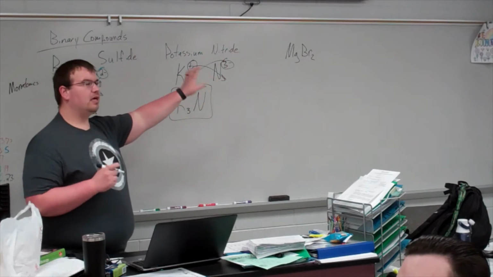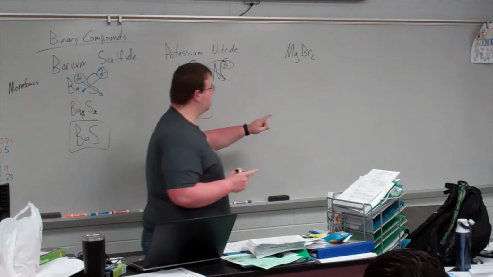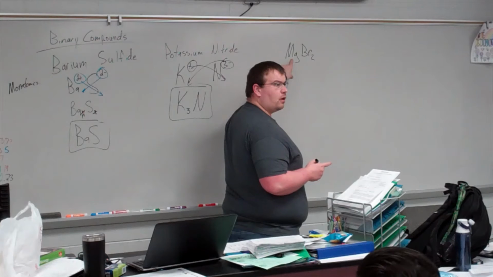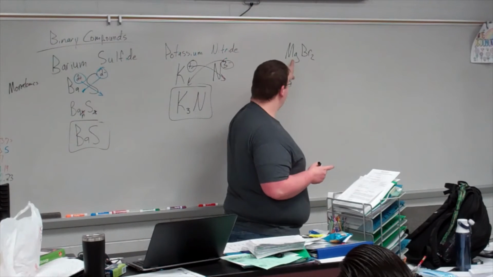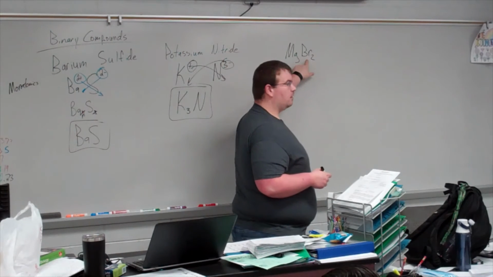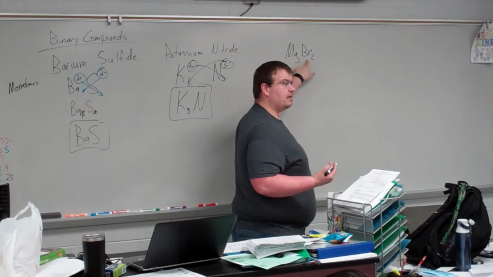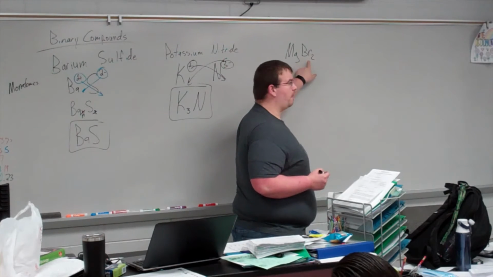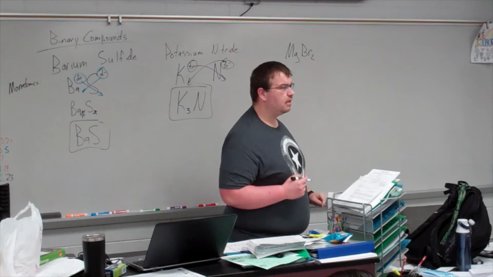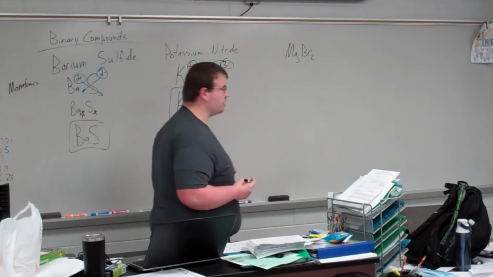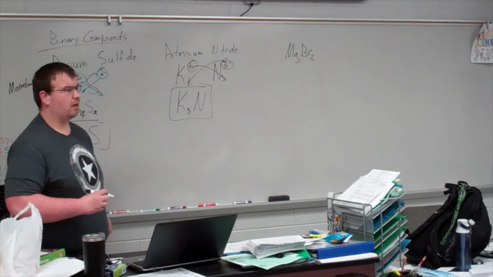First, determine the bond. Magnesium, metal or non-metal? Metal. Bromide comes from bromine, metal or non-metal? Non-metal. Metal and a non-metal is an ionic bond. There's two of them, so it's a binary compound. Use binary compound naming rules.